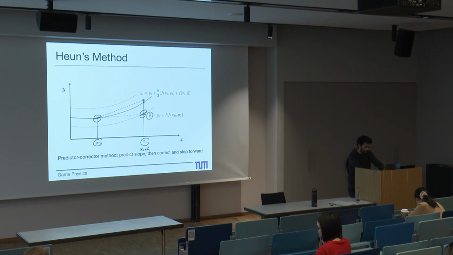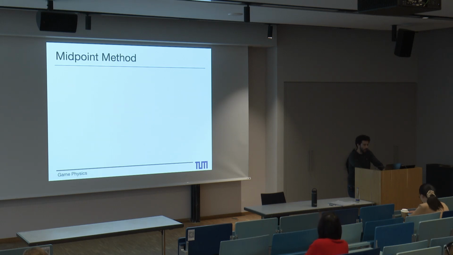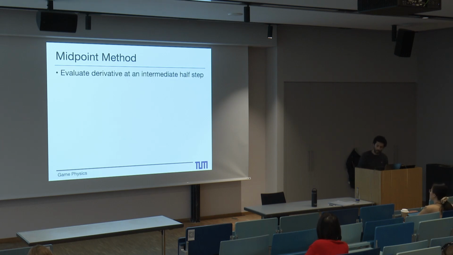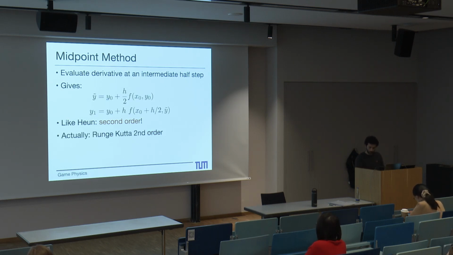Another straightforward way of integrating is using the midpoint method. What we do in this case is that we evaluate the derivative at an intermediate half step. So before, if you remember, what we were doing was averaging the value of the function at two evaluations which were a full step apart. In this case, we take an intermediate half step that gives us, again, second order. Okay, so in this case, the equation looks like this.